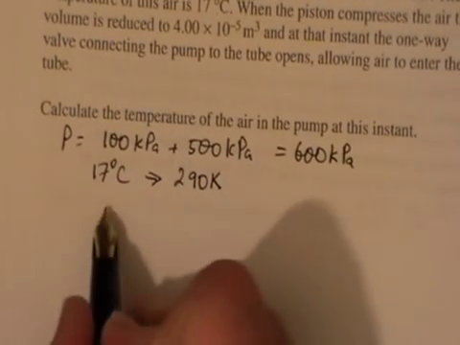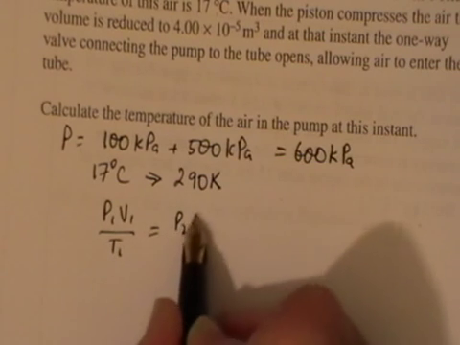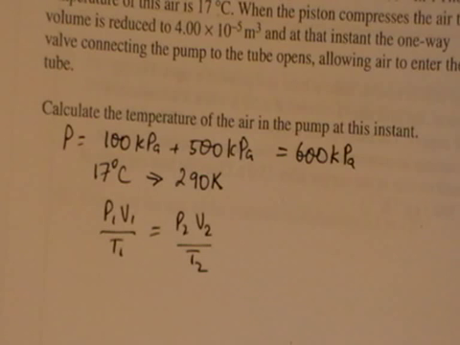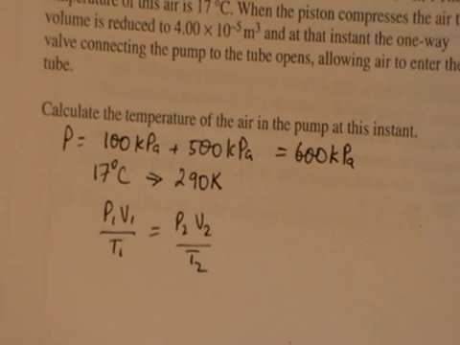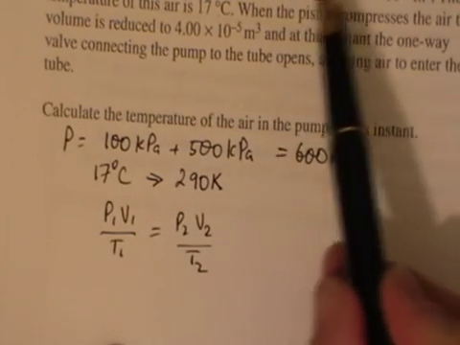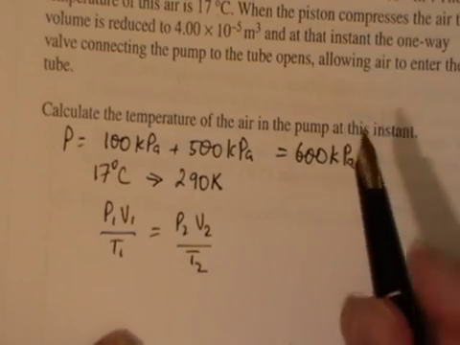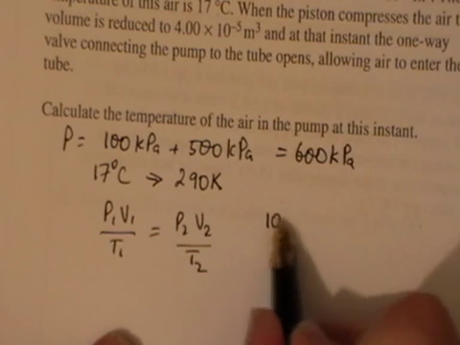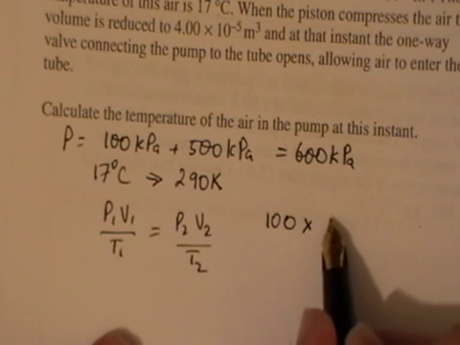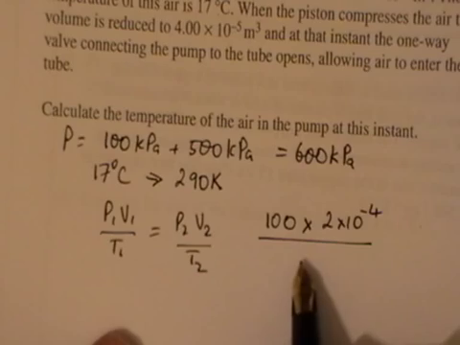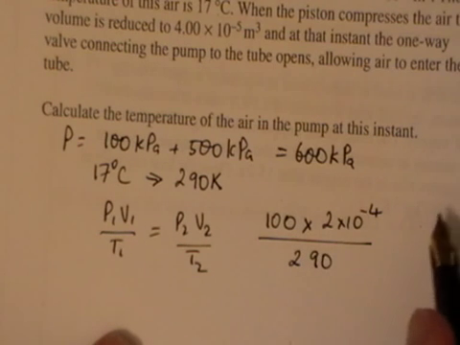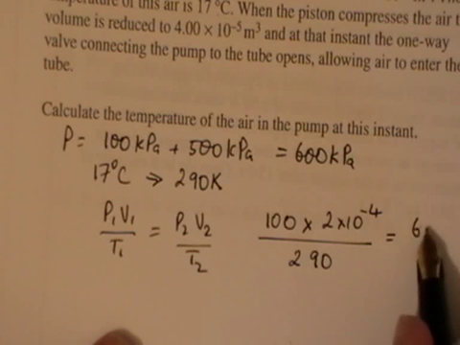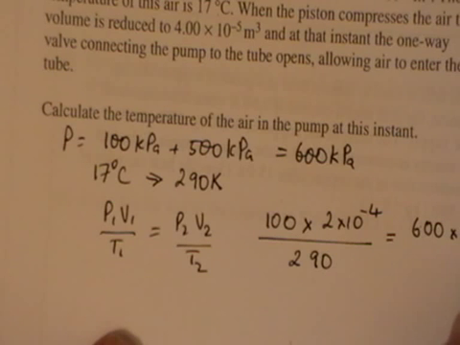So what we're going to say is then P1 V1 over T1 equals P2 V2 over T2. And when we're using this, as long as the units are consistent and temperatures in Kelvin, then everything else will take care of itself. So the initial pressure is atmospheric pressure, therefore we have 100 times the volume 2 times 10 to the minus 4 over 290 is equal to 600 times 4 times 10 to the minus 5 divided by T2.